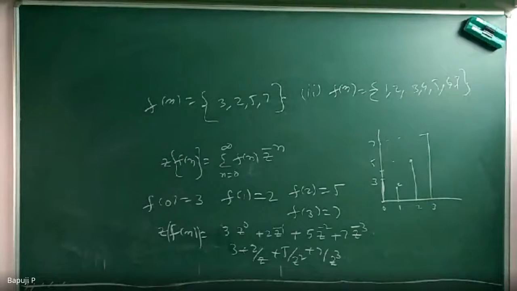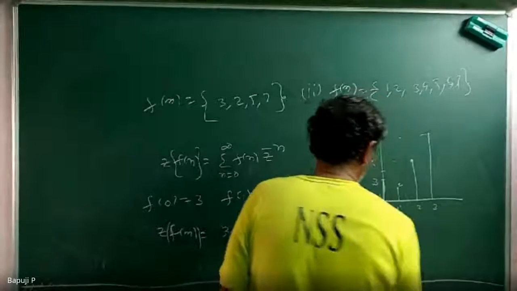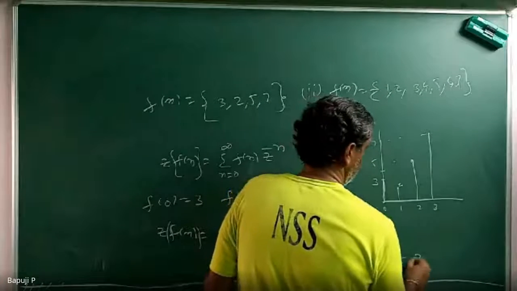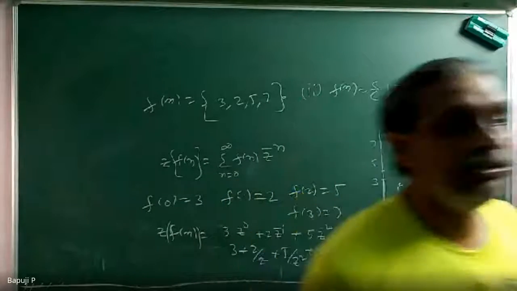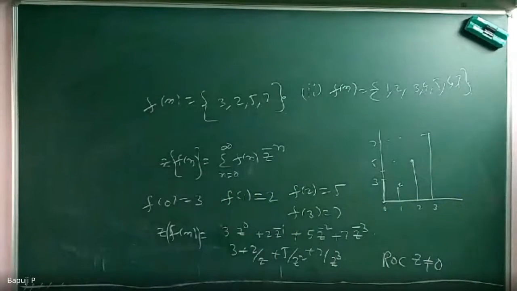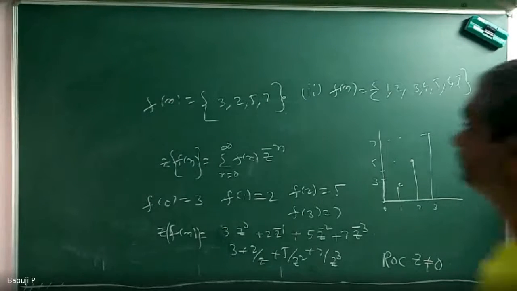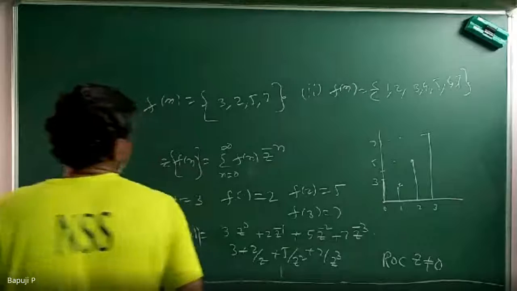So the region of convergence is what? Other than 0, everywhere it will converge. Correct or not? Copy down fast. Don't skip this simple problem. Similarly, you can write the second problem. Do the second problem.